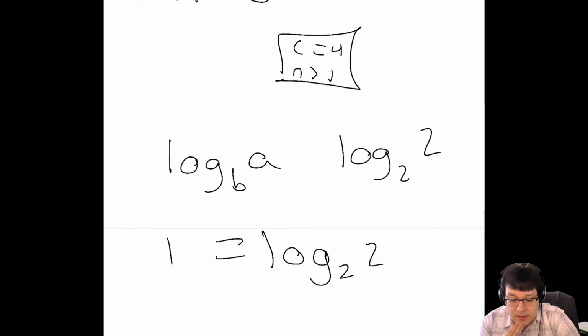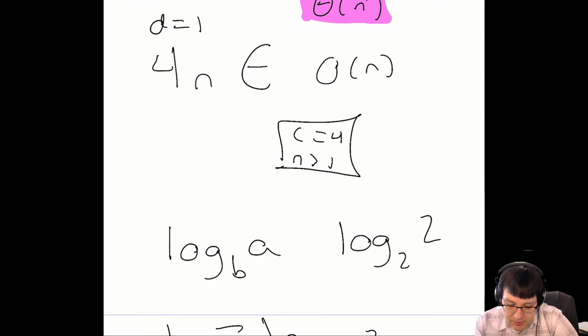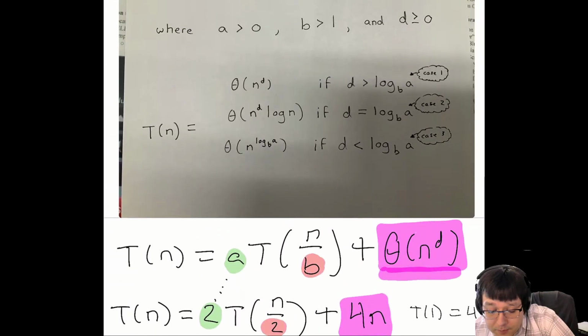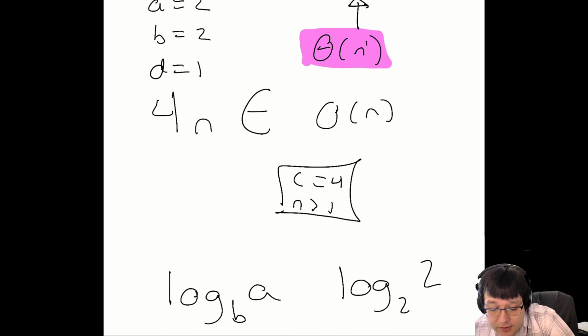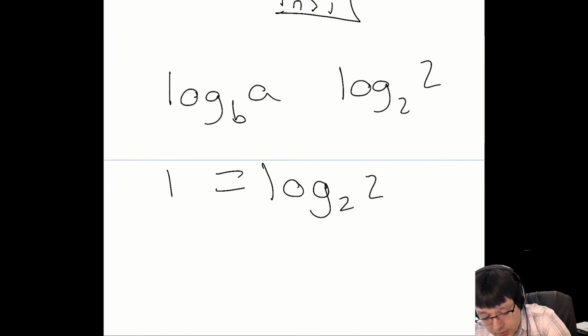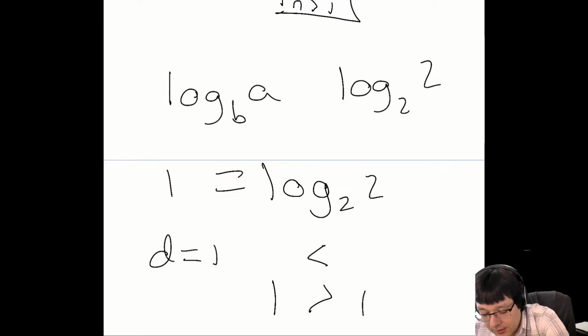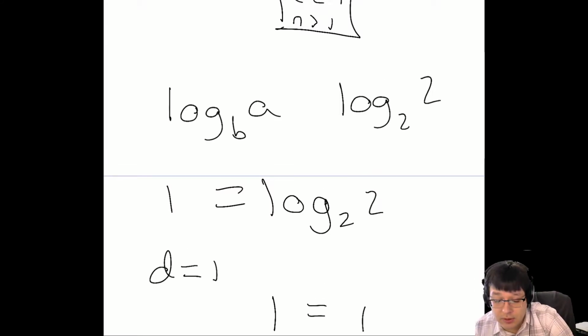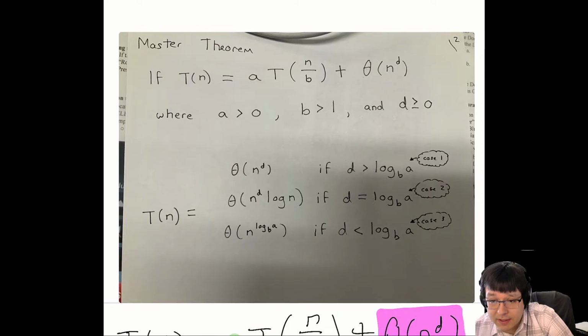So, now what? Now, let's look at what D is. D is equal to 1, okay? So now we're going to compare 1 and 1. Is it greater than, is it less than, or is it equal to? Well, in this case, 1 is indeed equal to 1, so that is going to be this middle case.